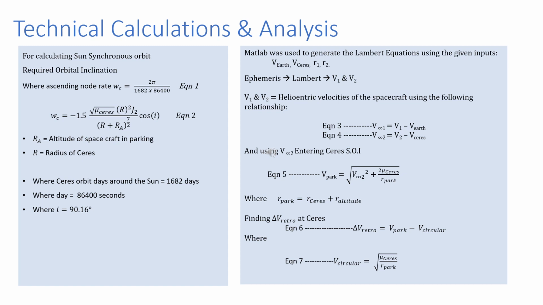The ephemeris was then plugged into Lambert's equation, which then generated V1 and V2. V1 and V2 are the heliocentric velocities of the spacecraft using the following relationships. Through equation 3, we were able to produce V infinity 1, and through equation 4, we have V infinity 2, where V infinity 2 is the velocity of entering Ceres' sphere of influence. Using equation 5, we are able to find the parking velocity at Ceres.